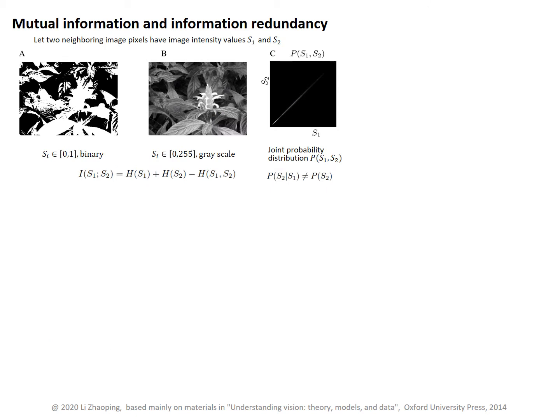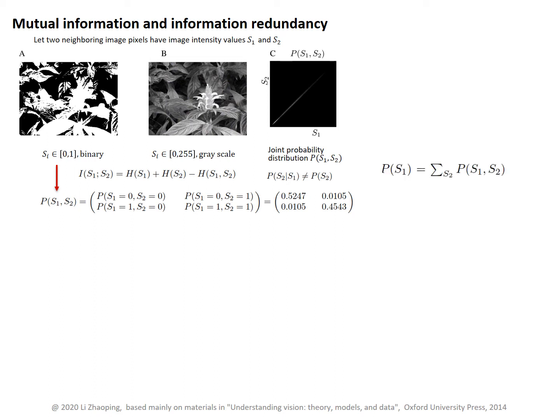Now let's try out two examples. In the binary image, the joint probability of two pixel values can be represented by this 2x2 matrix for all the four possible combinations of S1 and S2 values. For example, the top left matrix element marks the probability S1 and S2 both equal to 0, and the bottom right element for when they are both equal to 1, and the diagonal elements are for when they take different values. We can then calculate the marginal probability of S1.